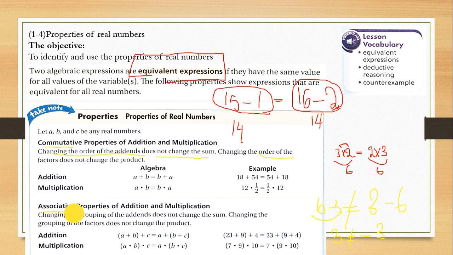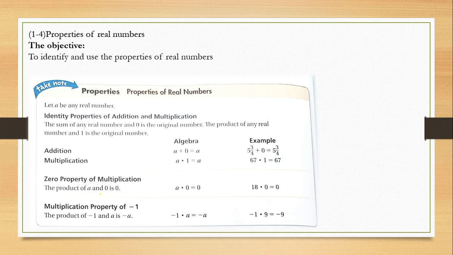Next we have the associative property of addition and multiplication, which means grouping the values. If you have numbers like 23 plus 9 plus 4, with the parenthesis between 23 and 9, while here the parenthesis is between 9 and 4, these two values will be exactly the same. Why? According to the associative property of addition and multiplication.